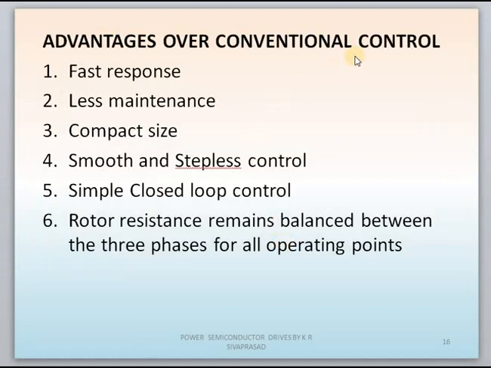These are the advantages of the static control method over the conventional method. It gives a very fast response, requires less maintenance, and is compact in size. Smooth and stepless control is possible. It has a simple closed loop control scheme, and rotor resistance remains balanced between the three phases for all the operating points. So these are the advantages of the static control method when compared with the conventional method.